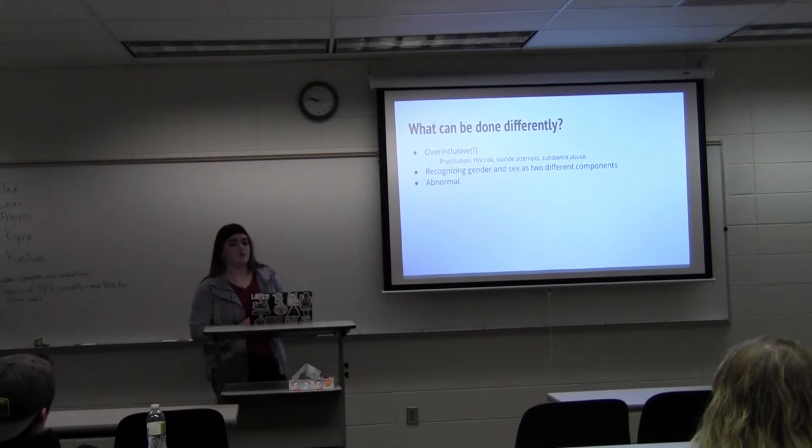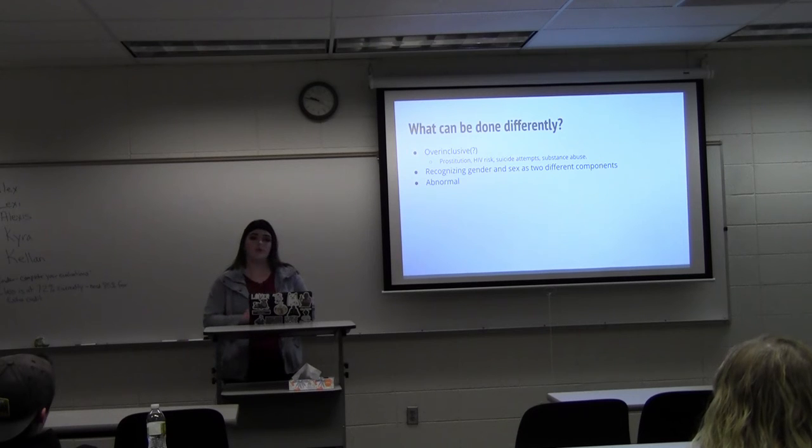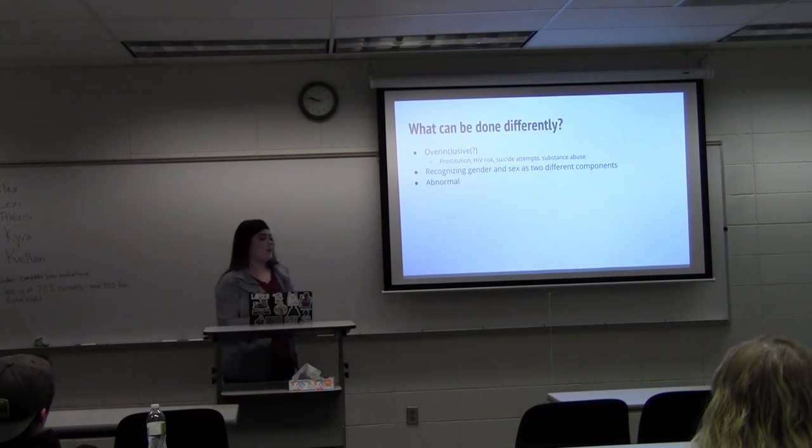So the reason I think that there was such a problem with this and why I don't agree with it is because it was almost over-inclusive in the definition. It said that prostitution, HIV risk, suicide attempts, and substance abuse were associated with gender identity disorder, and that's more of a stigma and a sense of societal pressures. So just because you have gender dysphoria or gender identity does not mean you're more at risk for substance abuse or suicide attempts.